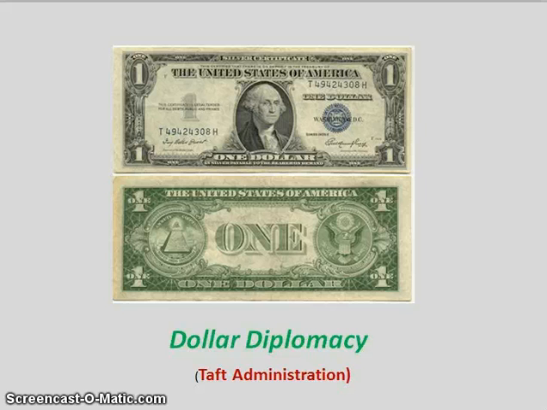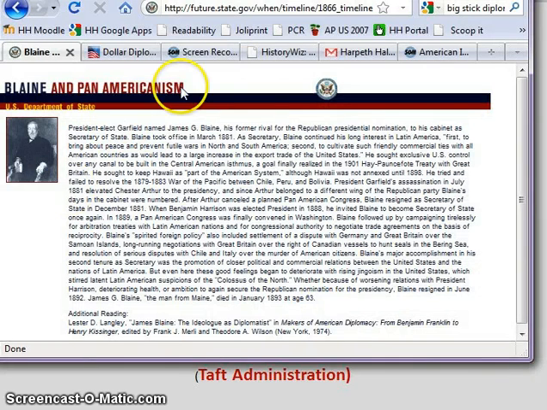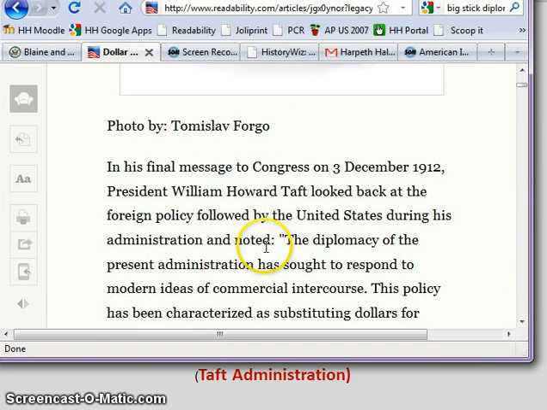Okay, now we'll get to the Taft administration. Taft, as we know, was the hand-picked successor of Teddy Roosevelt. And when he comes in, we know that he does a lot of trust busting and that he has trouble getting out of the bathtub. But what about his foreign policy? Well, he institutes what's known as dollar diplomacy. And let me quickly pull this up for you.